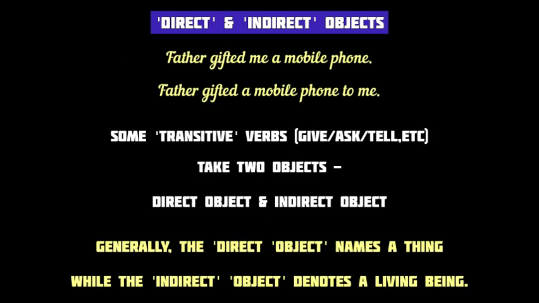We know that some transitive verbs like give, ask, tell, promise, gift, offer, etc. take two objects. The object that names a thing or something is called the direct object, while the indirect object denotes a human being. For example, in the sentence, father gifted me a mobile phone, me is the indirect object and a mobile phone is the direct object.